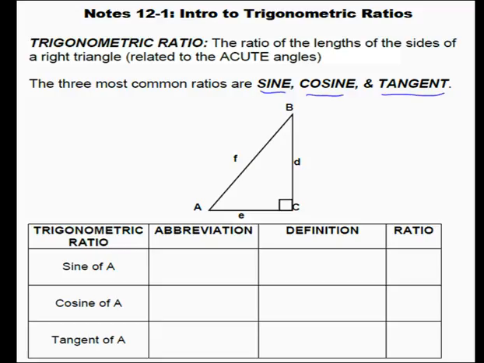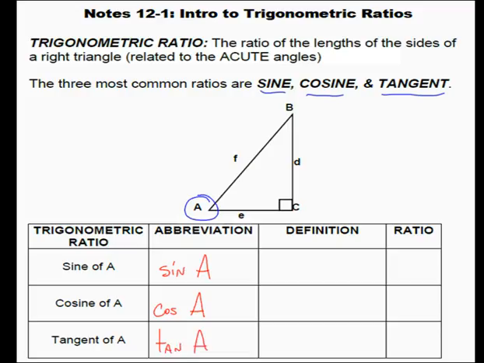Here, we're going to be using angle A. To abbreviate the trigonometric ratios, the sine of A is SIN A. The cosine is going to be COS of A. And then tangent is TAN.